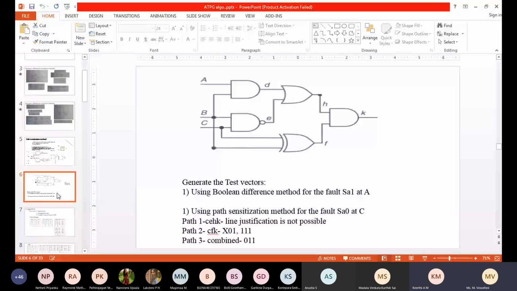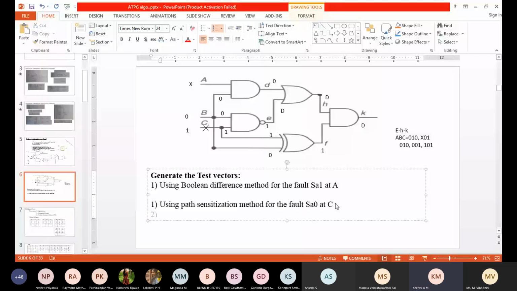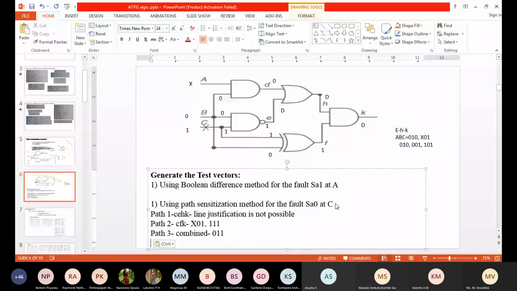So when you have both D's at the XOR, it will be 0. Yes, ma'am, it will be 0. Okay, correct.